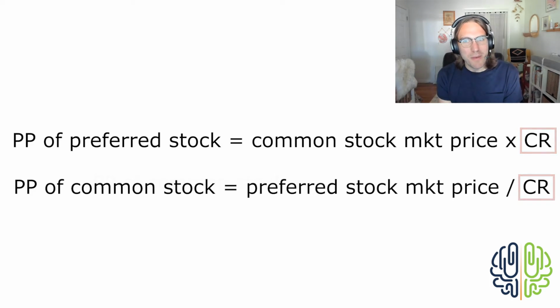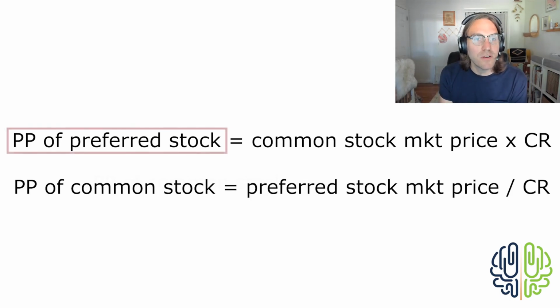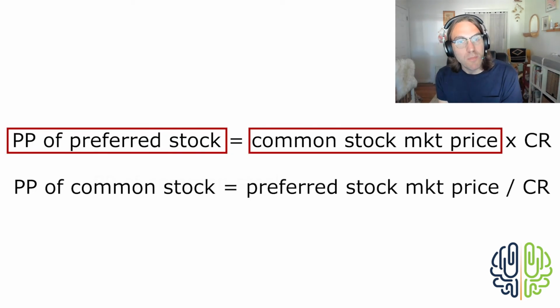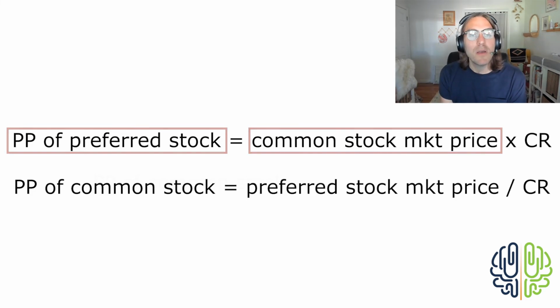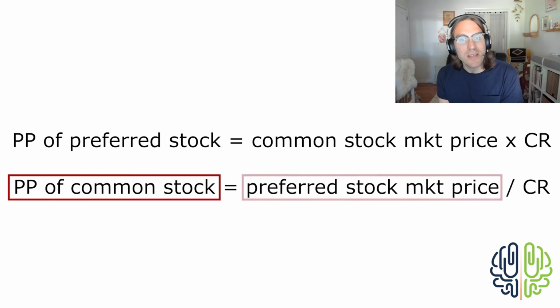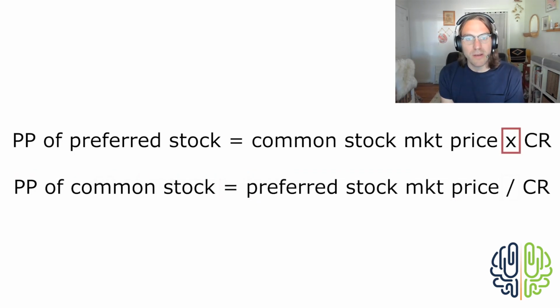Another unique thing about parity price is if we're looking for the parity price of one of the items, being preferred or common stock, then we have to use the market price of the other thing in the formula. So for example, if I'm looking for the parity price of the preferred stock, I'm going to use the market price of the common stock in the formula. And vice versa. If I'm looking for the parity price of the common stock, I'm going to use the market price of the preferred stock in the formula. And beyond that, the only difference is whether you multiply or divide.